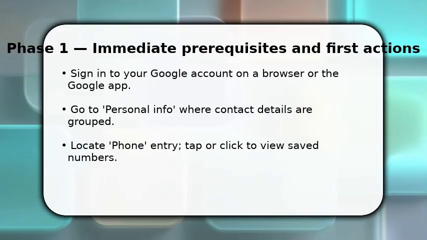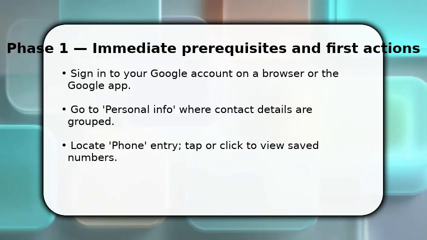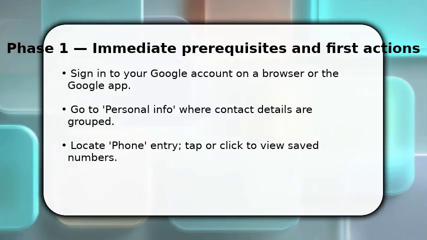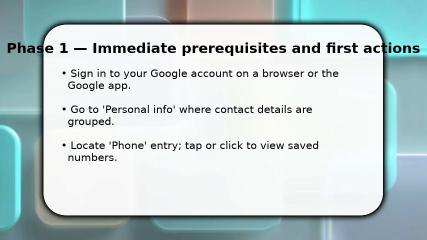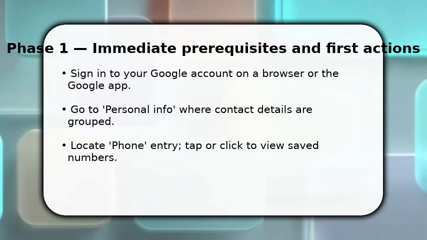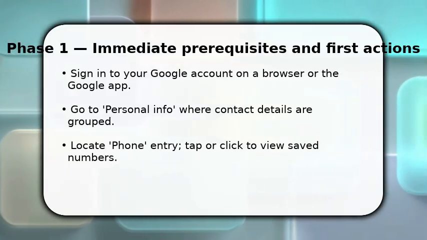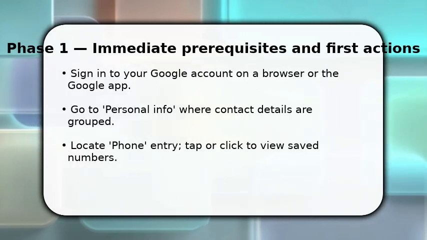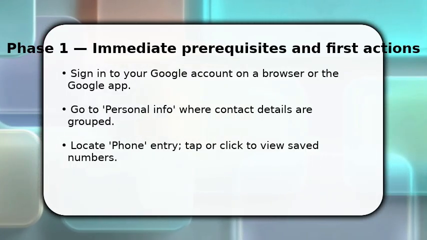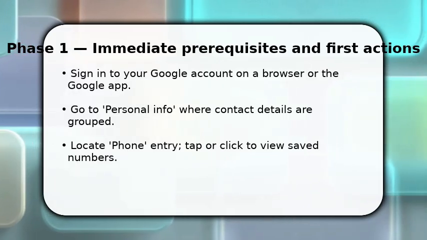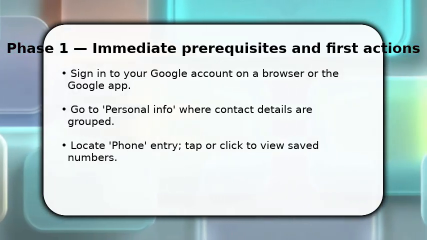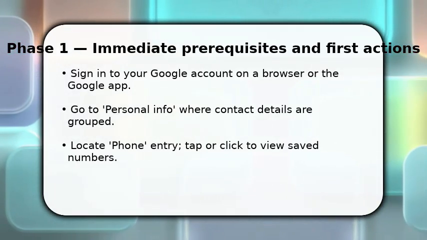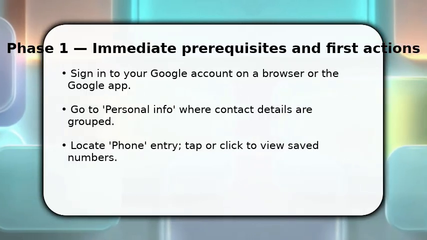You start by signing into the Google account you want to edit, and then open Account Settings. Once signed in, go straight to Personal Info. This is where contacts like email and phone are stored. You'll see a phone section. Tap or click it to reveal any numbers linked to the account. Make sure you're using the correct account if you have multiples. This gets you to the editable screen so you can remove the specific phone number safely.